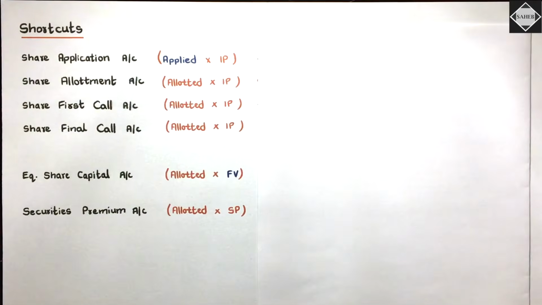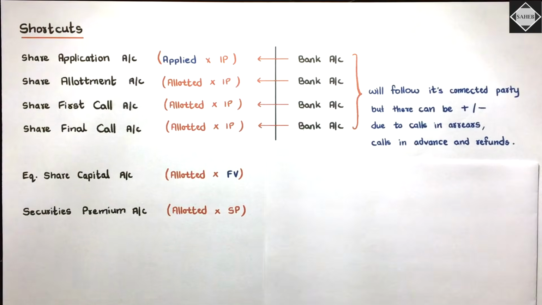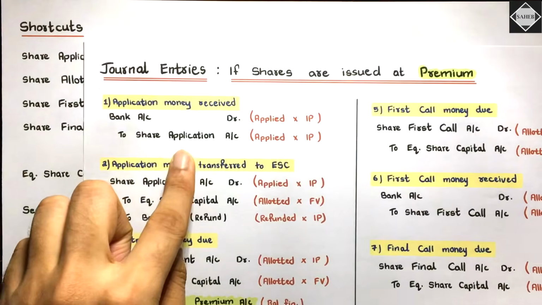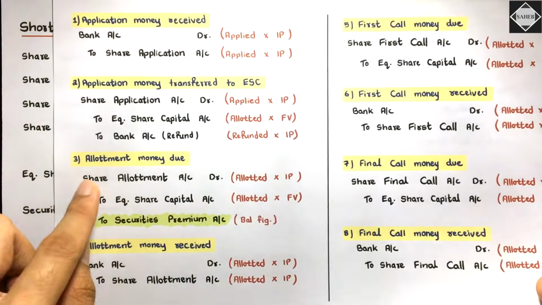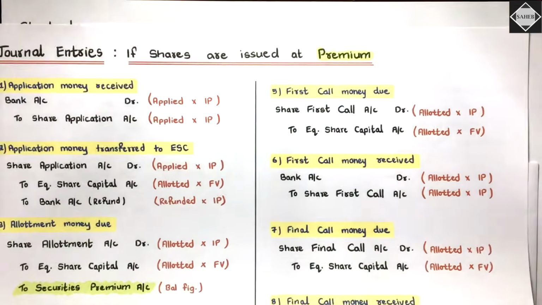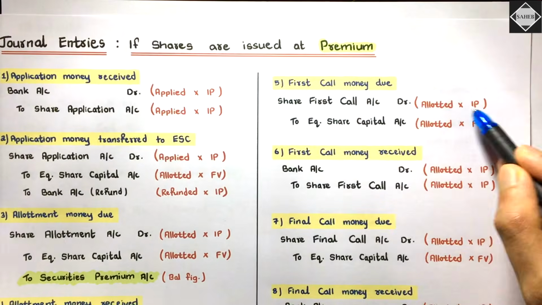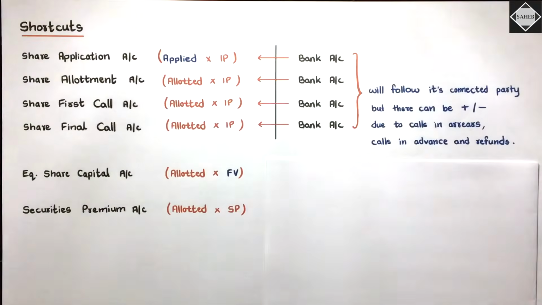Fine. Then there was the cash or bank account. Now for the bank account, remember, you have to see where the bank account is connected. In the first, the bank account was connected with share application, so the same formula will be there. In share allotment, what happens? Allotted into IP, so for bank also allotted into IP. For first call, what was there? Allotted into IP. So when we receive the first call money, allotted into IP. You have to understand that the bank account will follow its connected party, but there can be plus or minus.